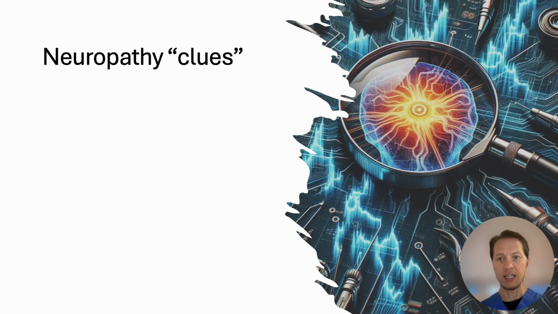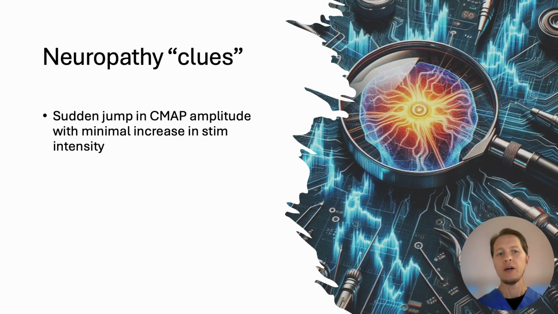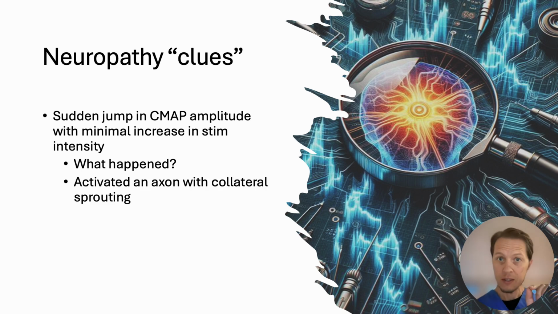Now, this also nicely brings us into some different clues of neuropathy. What if you have a sudden jump? These are little tips and tricks. When you're doing nerve conduction studies and you get a sudden increase in your CMAP amplitude with only a minimal increase in your stimulation intensity, why is that? Well, you just activated an axon with collateral sprouting, reinnervation changes, and suddenly you get a much larger catchment of muscle fibers that are innervated by that motor unit, and boom, your CMAP goes way up.